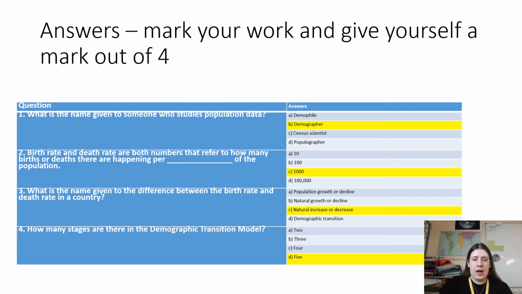Okay, give yourself a mark out of 4. Just go through your answers and see which ones you've got right. Pause here if you want to look at them for longer.